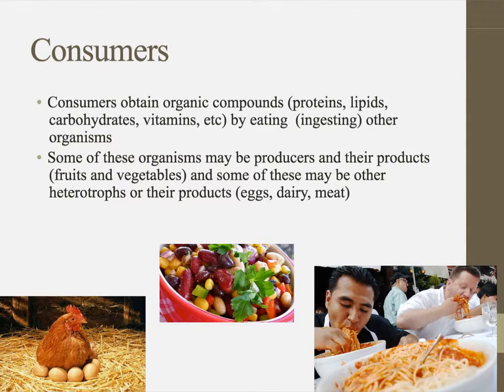We can also eat other heterotrophs. So I can eat this chicken. This chicken is a heterotroph. It eats things to survive. I can eat this chicken. Or I can eat the products of the chicken, like the eggs. So consuming things takes on a whole lot of different ways that you could achieve that.